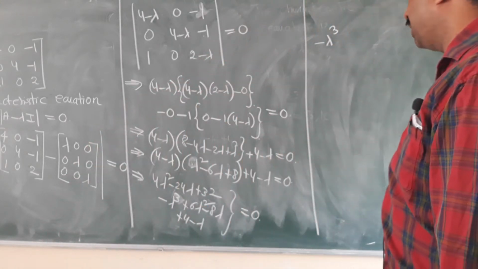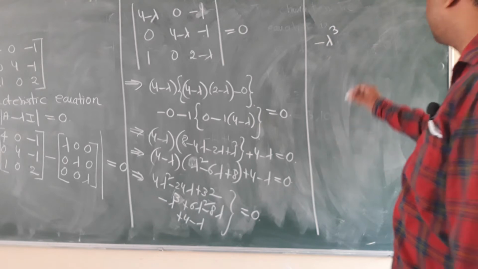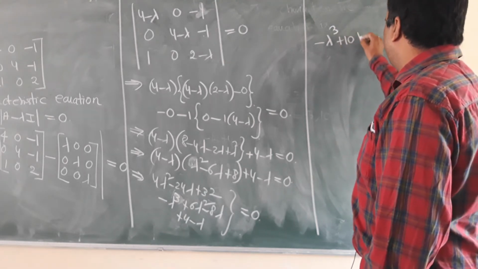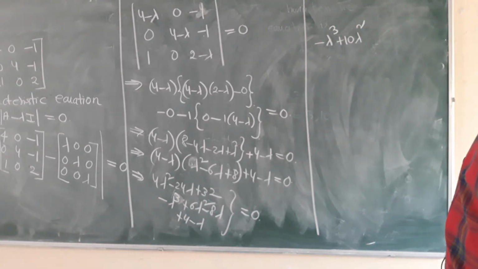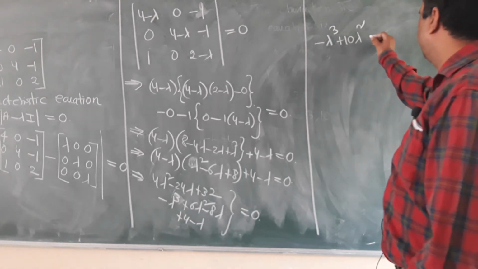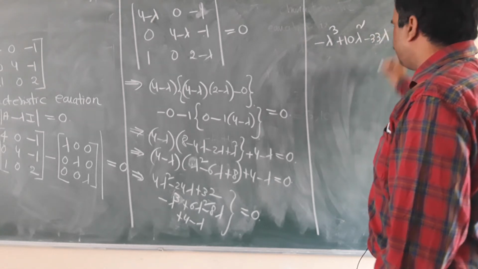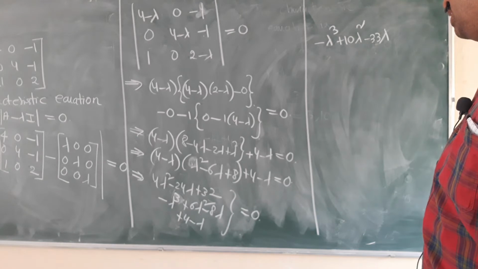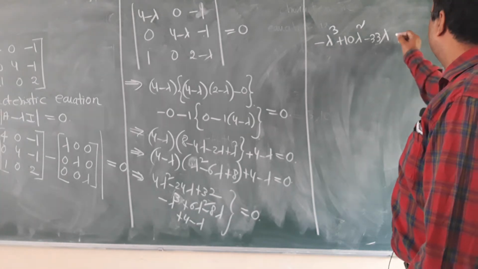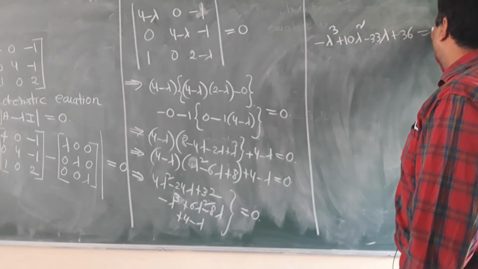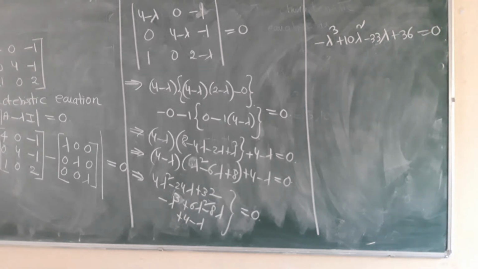So minus lambda cube, 6 lambda square plus 4 lambda square, that is 10 lambda square, minus 24 lambda minus 8 lambda is minus 33 lambda. Constants 32 plus 4, 36, equal to 0. So the characteristic equation is minus lambda cube plus 10 lambda square minus 33 lambda plus 36 is equal to 0.